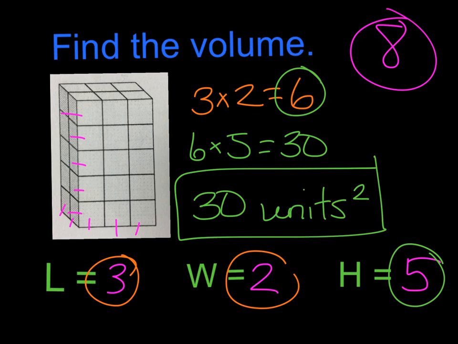All right, to find volume for this shape, you should have multiplied 3 times 2 times 5, and you would have gotten 30 units squared.